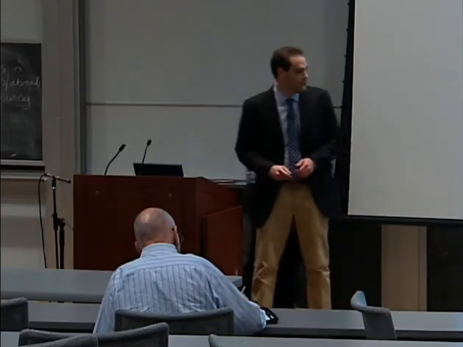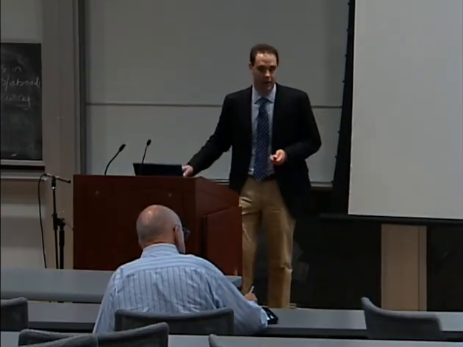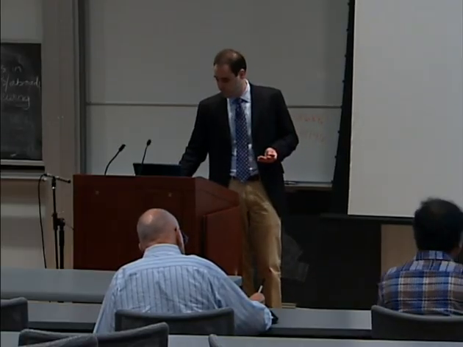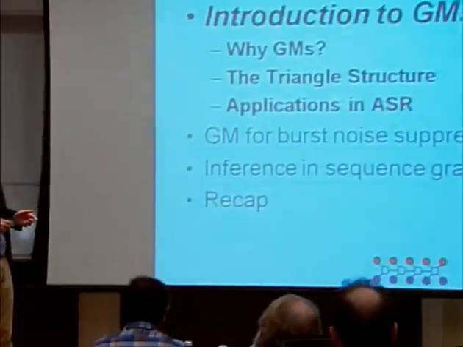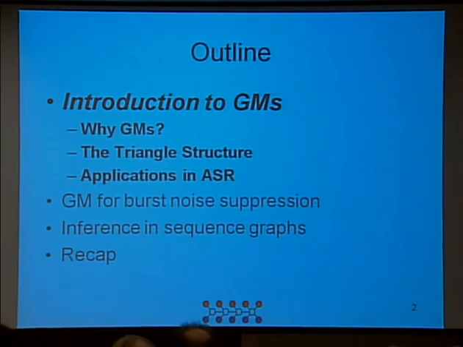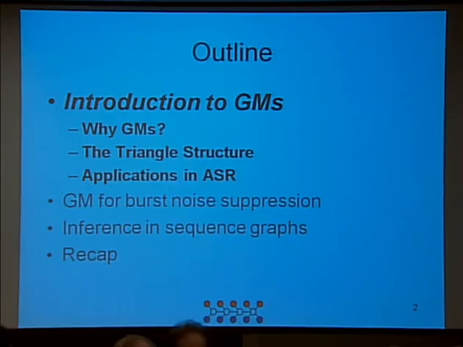Great, thank you. As I mentioned, I'll be talking about some recent work we've done on applying dynamic Bayes nets to ASR. It will be the first portion of my talk. I will introduce graphical models. I will talk about the triangle structure and how it can be used to process sequences. And then finally, I'll talk about a few applications of graphical models and the triangle structure to automatic speech recognition.